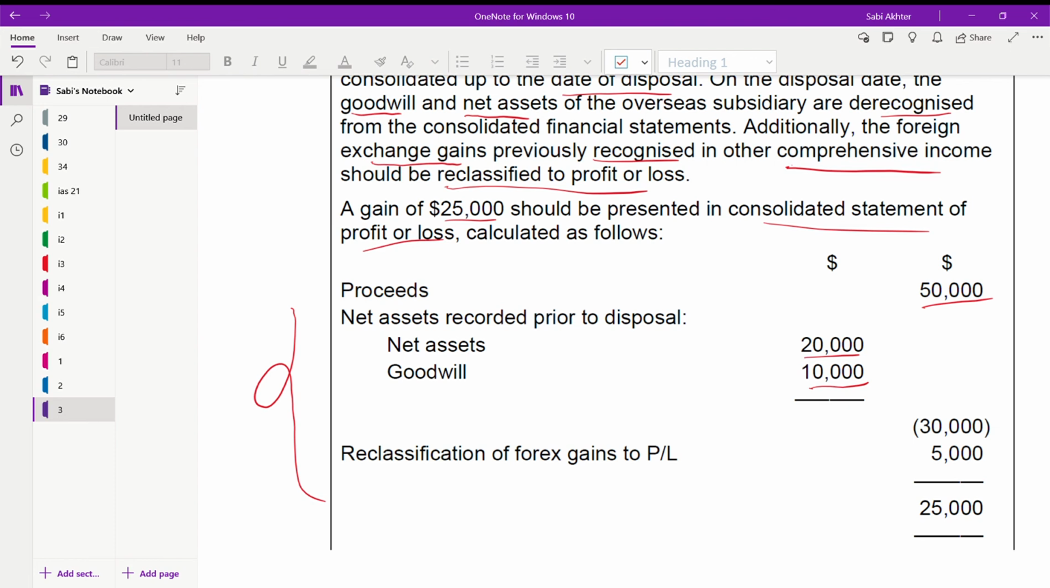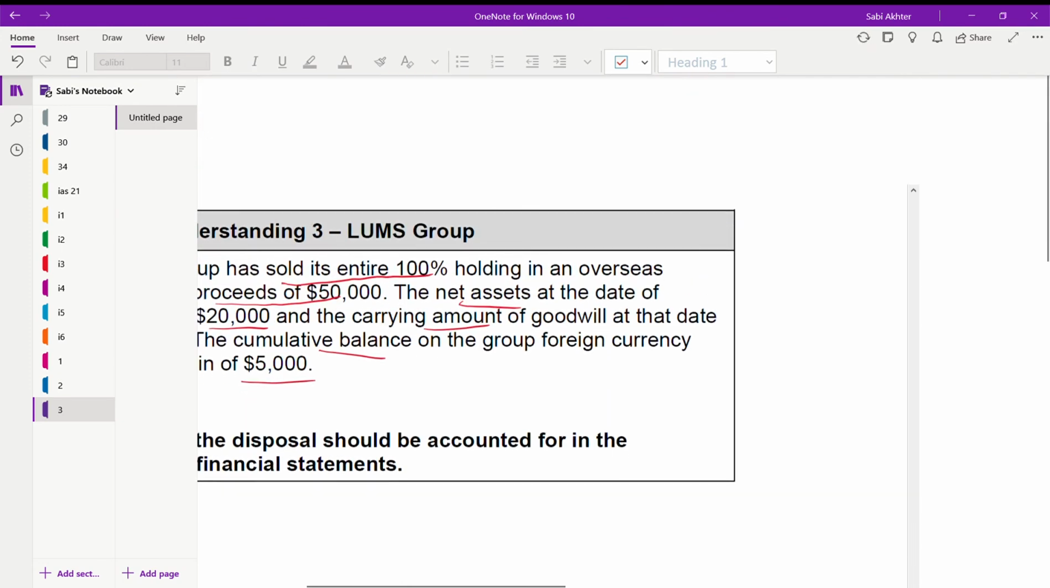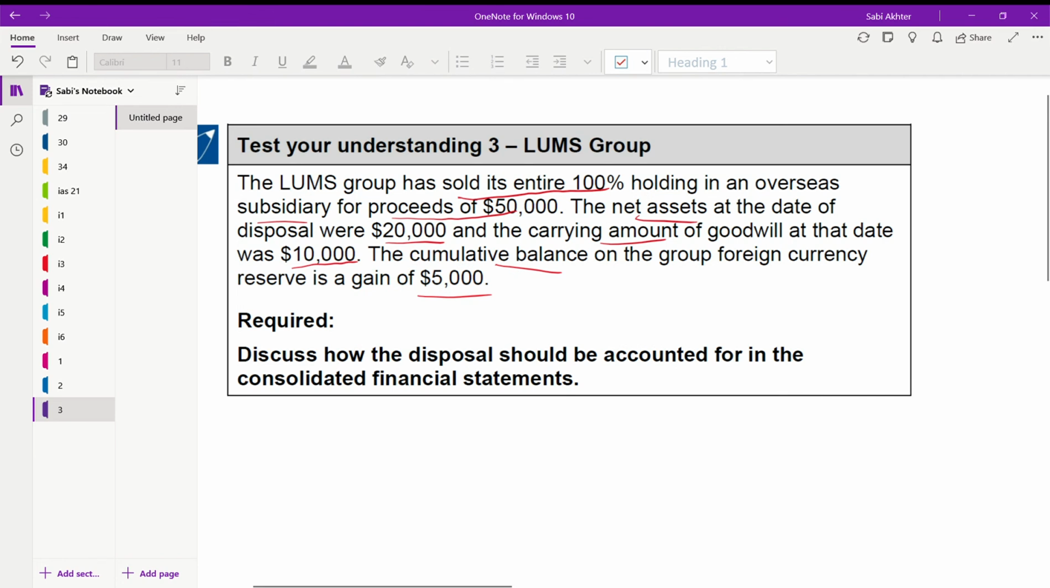With that 20,000, this 5,000 comes from OCI, and this 20,000 is there in the profit and loss itself. So 20 plus 5 is 25,000. This is how you get the 25,000. It is the reclassification of foreign gain to P&L, because you're disposing of the subsidiary entirely. You reclassify when you dispose of it entirely, not when you have disposed of it partially. This 5,000 gain.